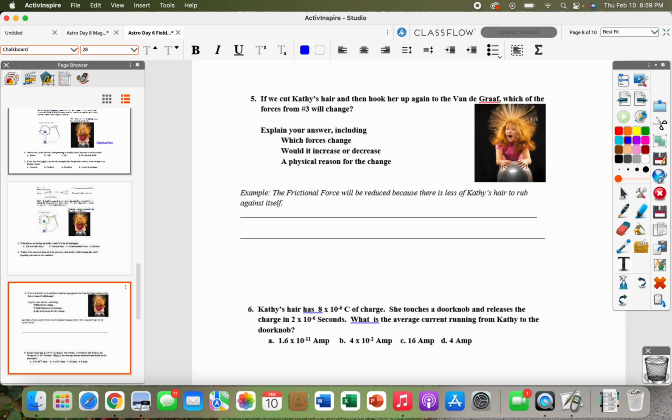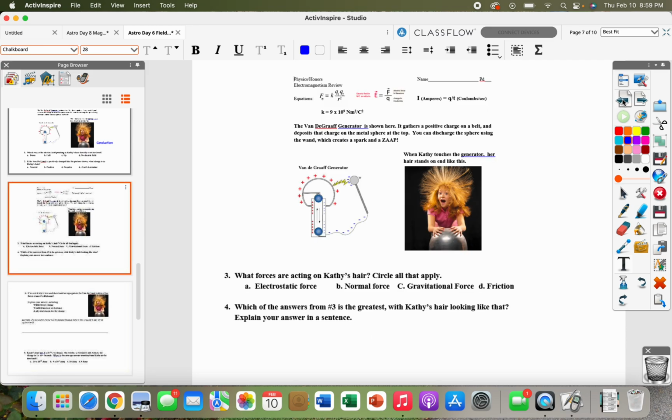Lastly, what you're going to do is think, hey, if we cut her hair in half, which of those forces will change? And what I want you to realize is that you have these formulas for a reason. So if we look back at the formulas, if we cut her hair in half, two things are going to change. One, the mass of her hair will change. It will become half as heavy, and that would affect one of the equations.